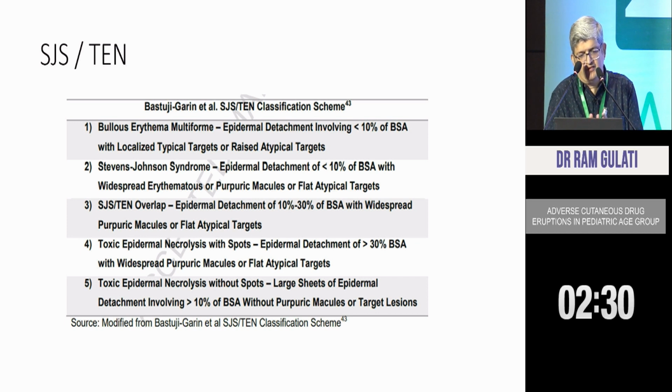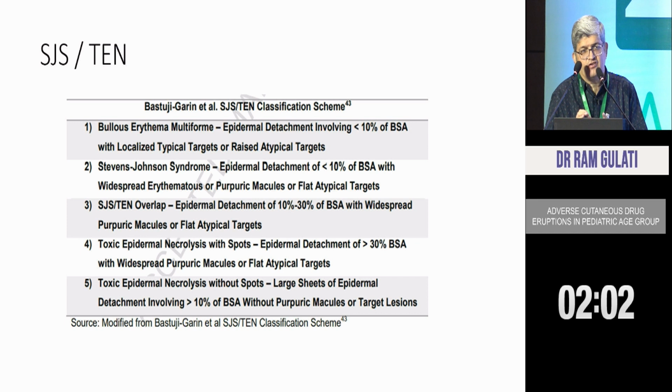The Bastuji-Garin classification we use in adults is pretty much used in children as well. It is based on the body surface area involved: less than 10%, 10 to 30%, more than 30%. If you have less than 10% and very typical raised targets in a localized area, you say it is a bullous EM, or EM major. If you have less than 10% with flat atypical targets, the target lesion is a characteristic lesion of erythema multiforme or Stevens-Johnson syndrome.